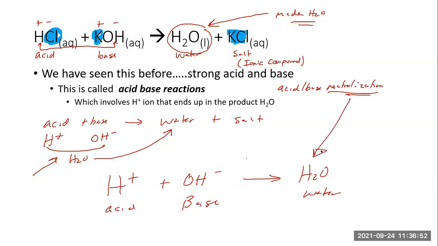In a neutralization reaction, basically you made water, and that's why it's sometimes called an acid-base neutralization reaction, because no matter what combination of strong acid and strong base you put together, it always results in the same thing: basically water being formed. If you get down to the heart of the reaction, it's basically that formation of water.